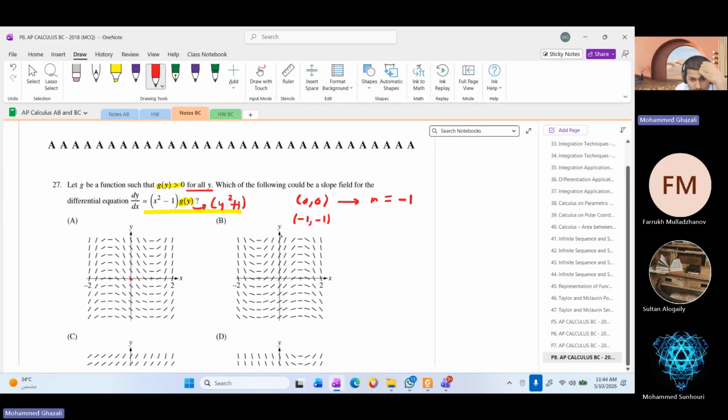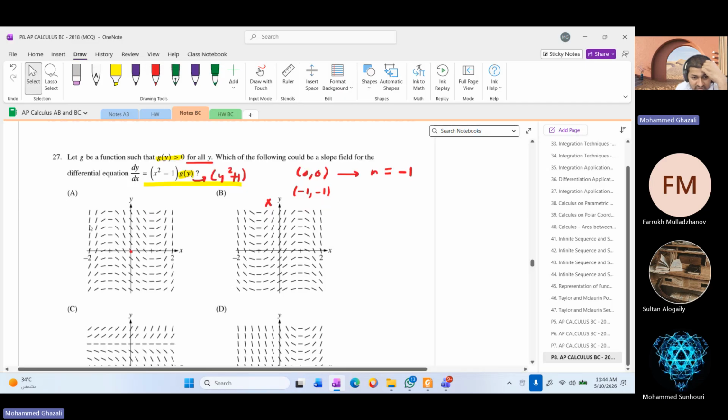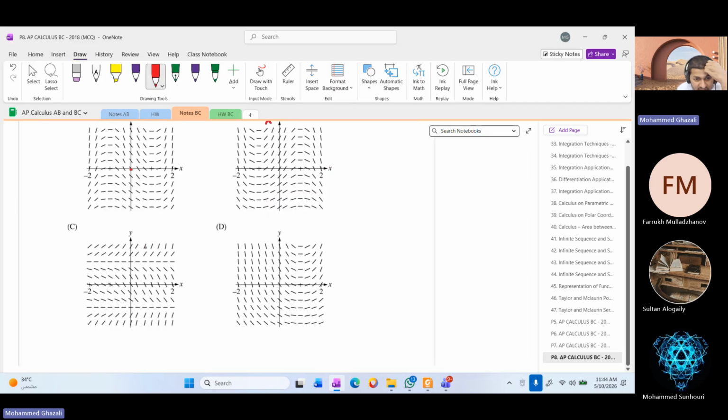What does option B tell us? The slopes are positive, so this option B is out. Correct? And option C is also out because the slopes are alternating positive and negative at 0, 0. Okay, at 0, 0. Now I took a specific point.